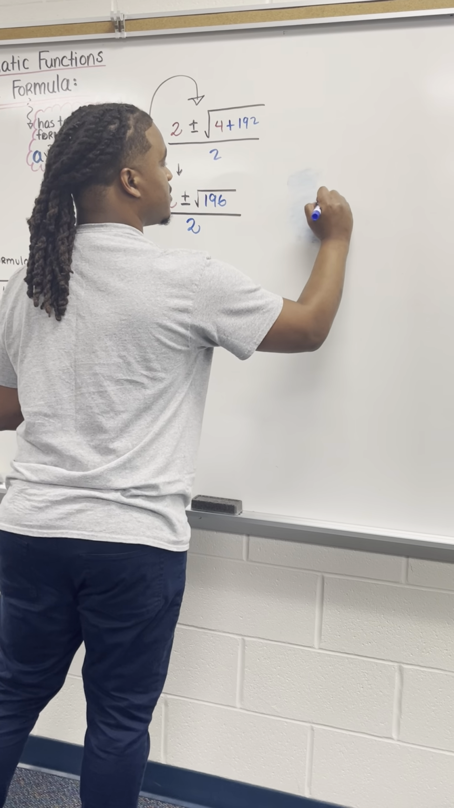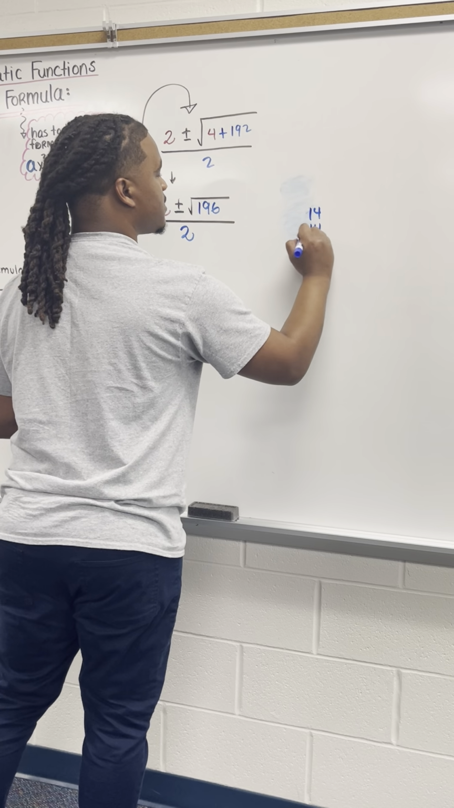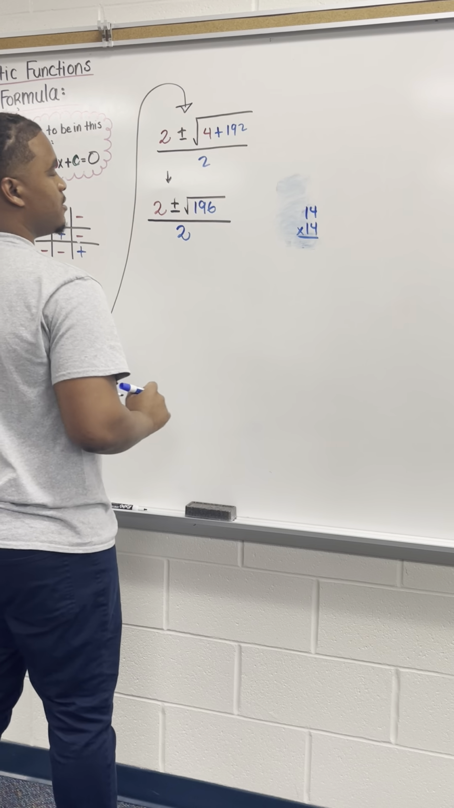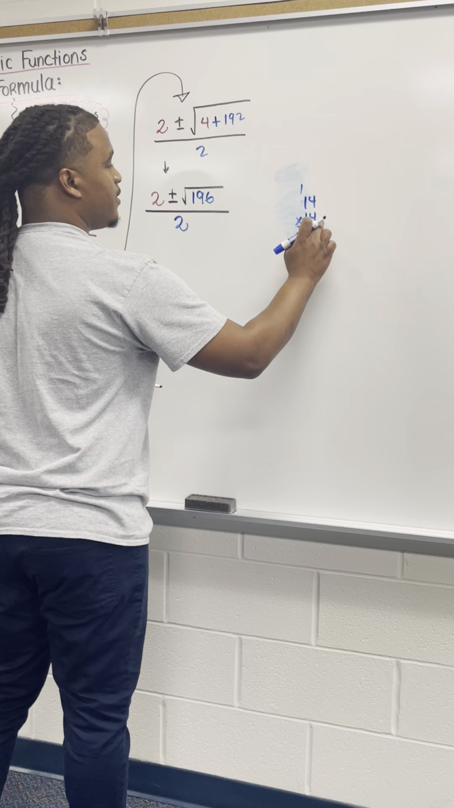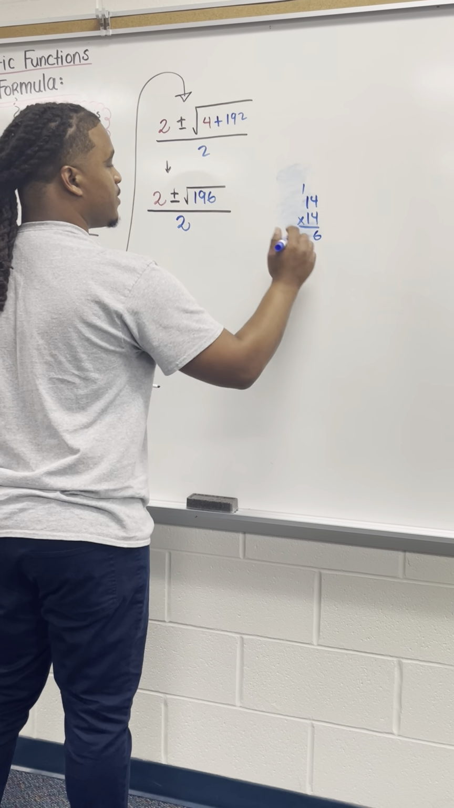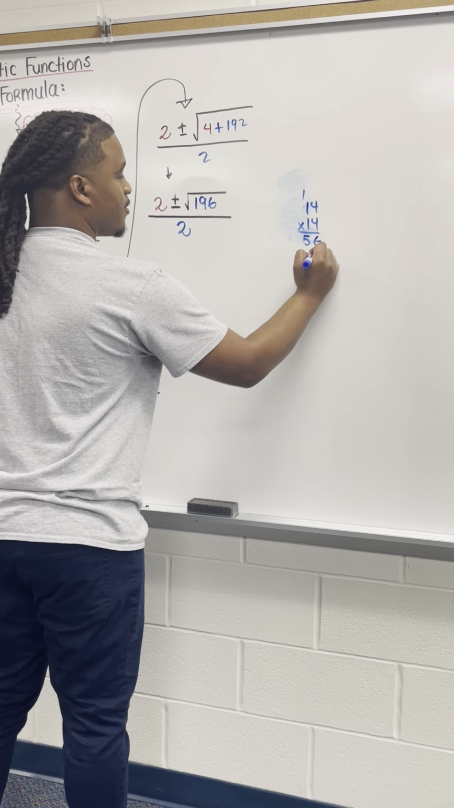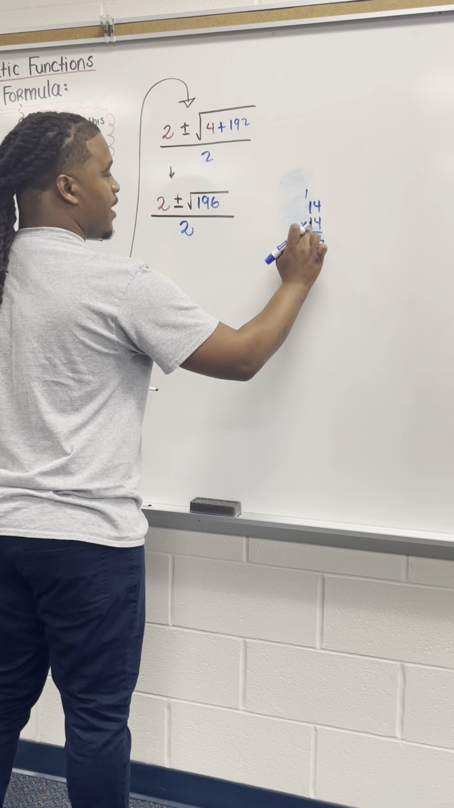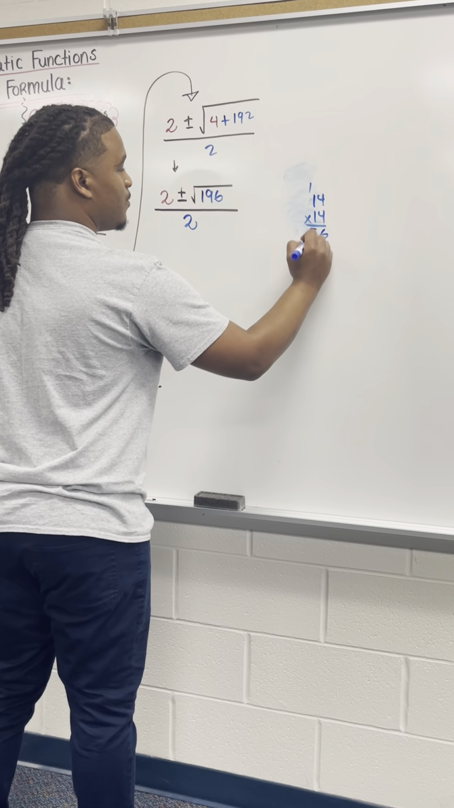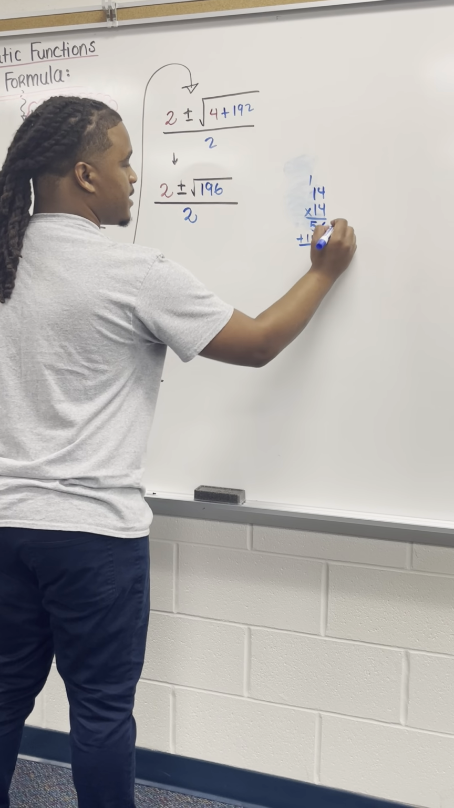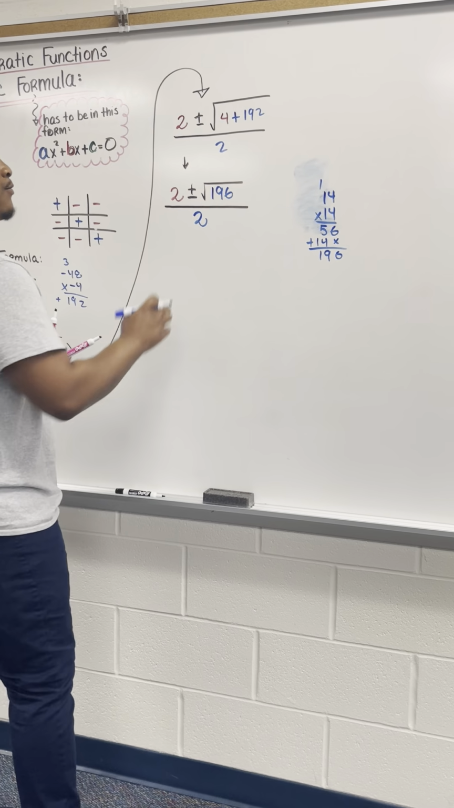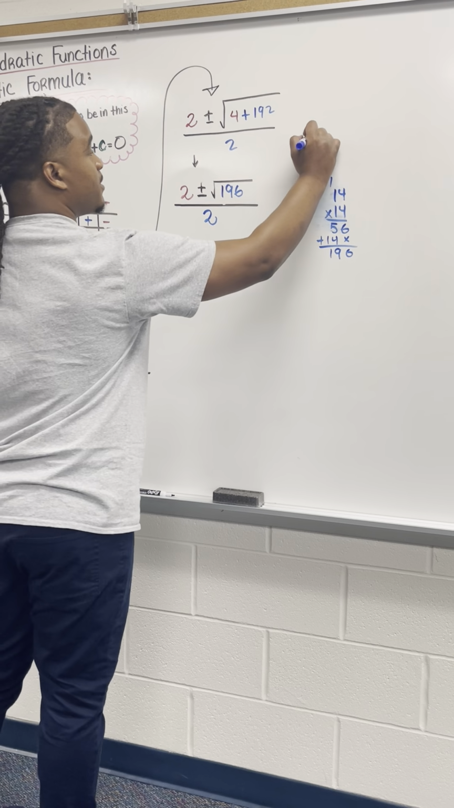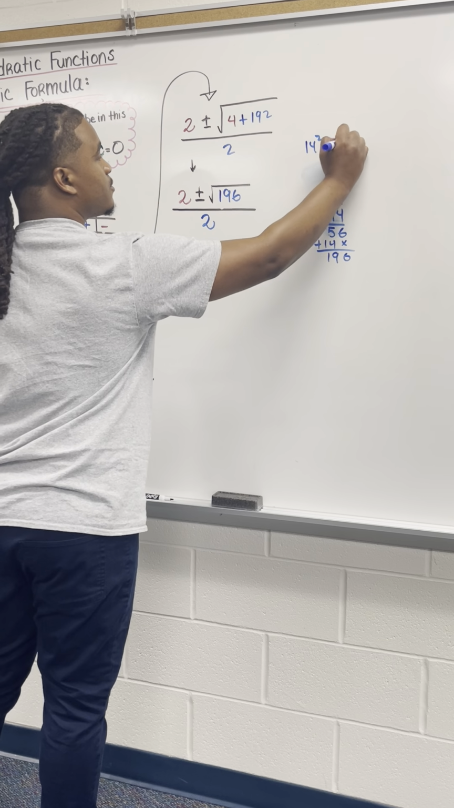So let's try 14. 14 squared, 14 times 14. Let's see if it equals 196. 4 times 4 is 16, carry the 1. 4 times 1 is 4, plus 1 is 5. I have to stagger over because now I'm in this place value. 1 times 4 is 4. 1 times 1 is 1. Let's add everything: 6, 9, 1. So the square root of 196 is actually 14 because 14 squared equals 196.